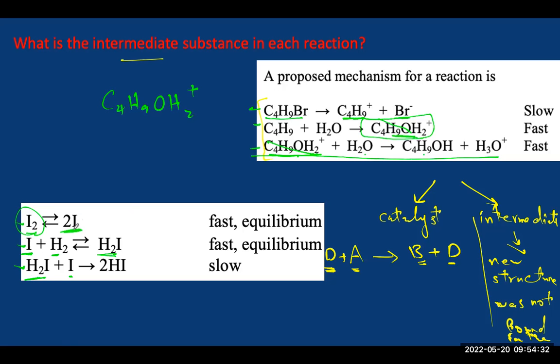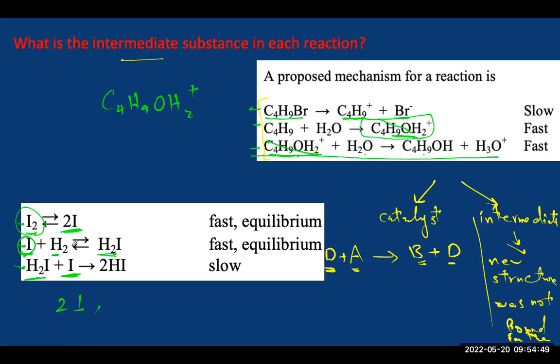Okay, let's see this one, 2I. Yes, we started with I2 here as a reactant, and also we use 2I as a reactant here. So it means 2I, just like a transition state, helps the reactant form the product. So this is the first intermediate here.